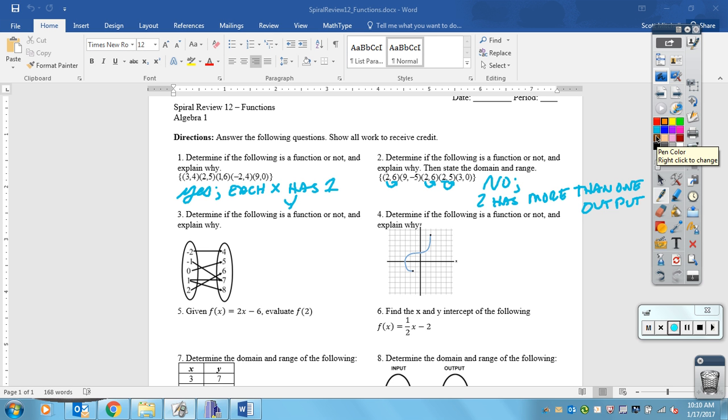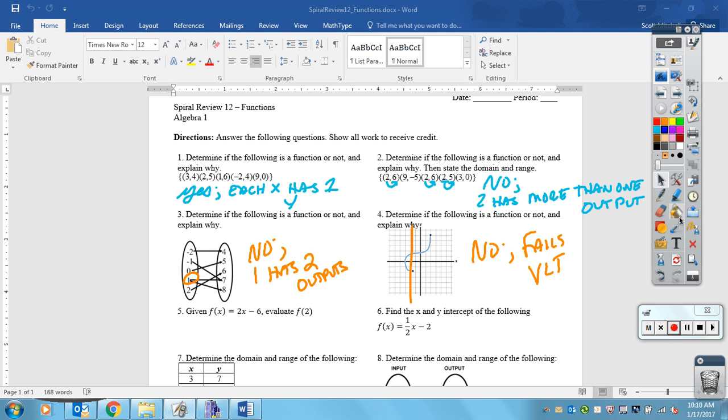Number 3, is it a function? The answer is no. 1 has 2 outputs, or 2 y's. Number 4, is this a function? The answer is no. It fails the vertical line test.